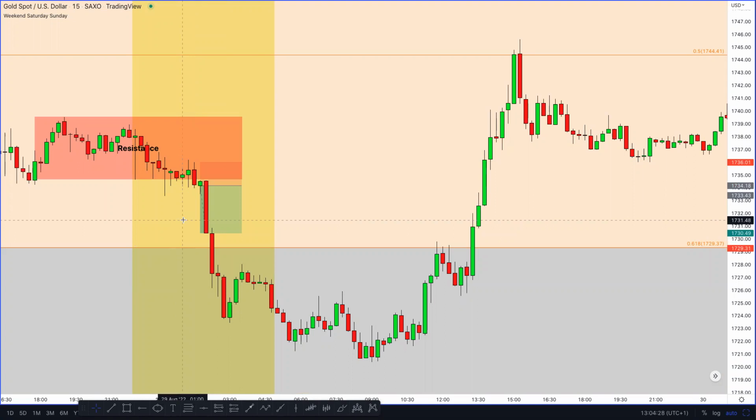Again, the reason why this is good to do for something like gold or maybe indices is because they are volatile and they move pips quickly.